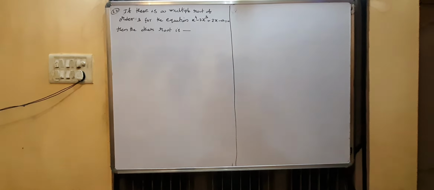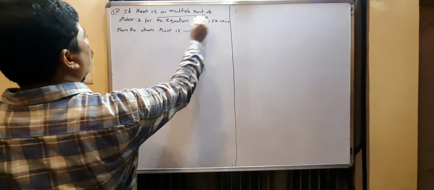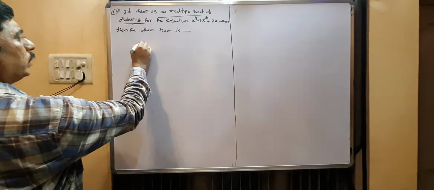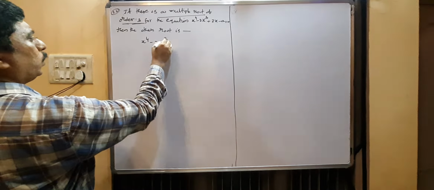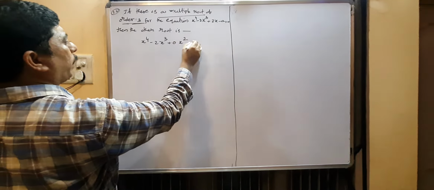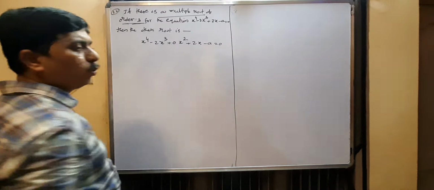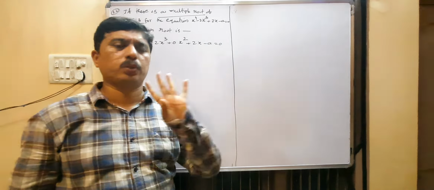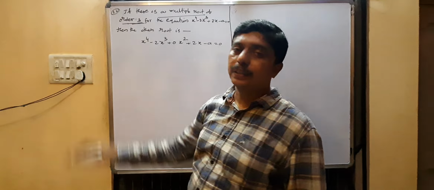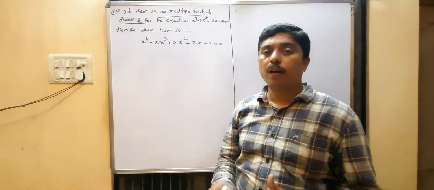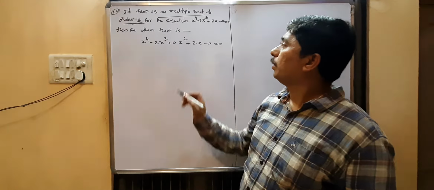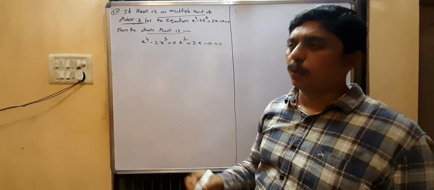Coming to the next question. There is a multiple root of order 3. The given equation is the fourth degree equation x power 4 minus 2x cube plus 2x square plus 2x minus a equal to 0. A fourth degree equation has 4 roots, but they have given a multiple root of order 3. That means 3 roots are the same: alpha, alpha, alpha. The fourth root is different, beta. They are asking to find the other root.